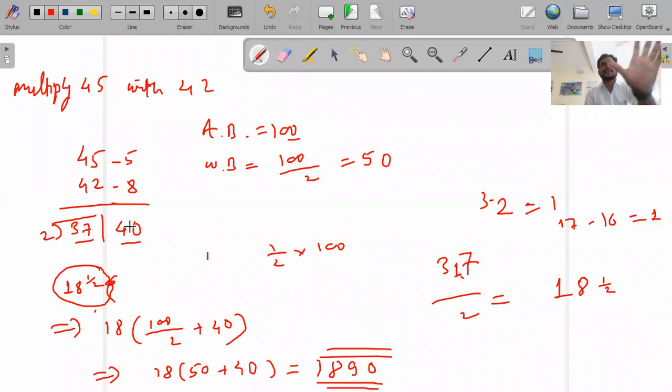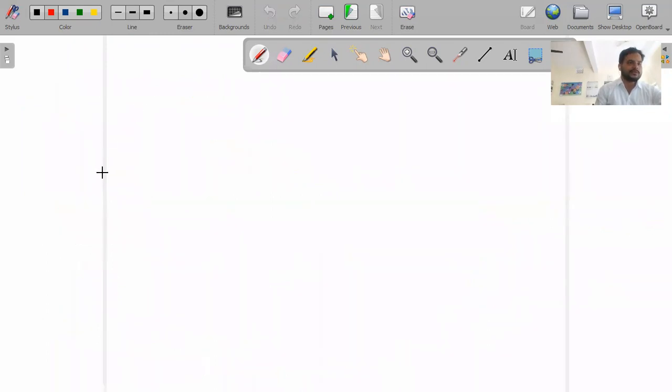See, this is just one case, but most of the time we are going to choose an appropriate base. Okay. So let's have one more of the same kind.